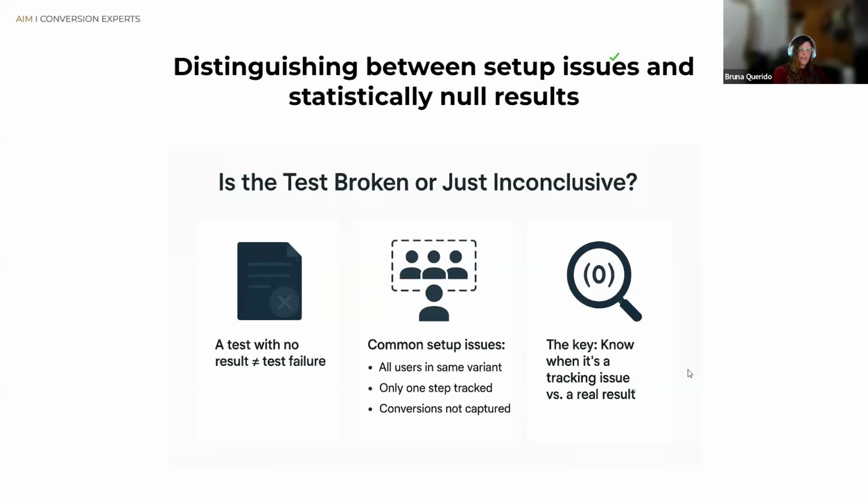On the other hand, even when tracking is correct, some results are simply null, and that's okay. It's normal to have a test whose result is no. The challenge is being able to tell the difference. Is it broken or just inconclusive? You have to make sure that you are using the setup correctly, to be sure that the test is just statistically null.